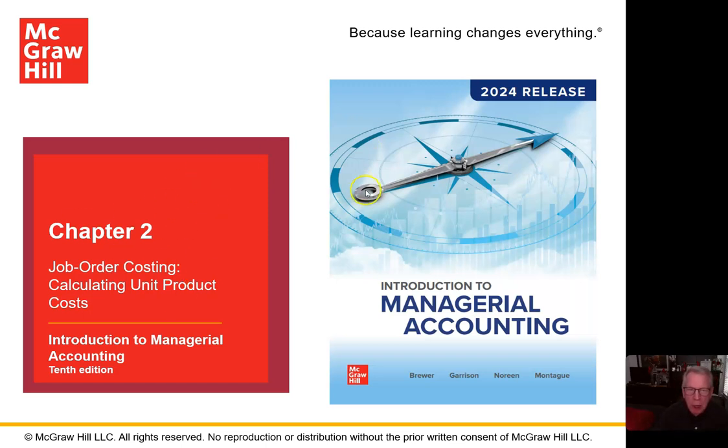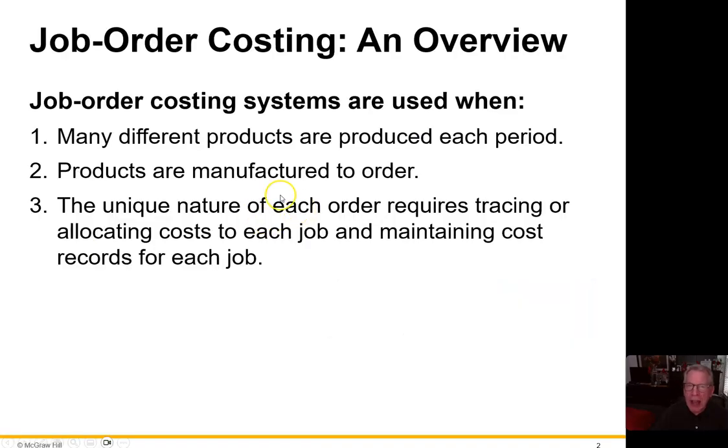So here we will look at an overview. Job order costing systems are used when one, many different products are produced each period, and two, the products are manufactured to order. Usually they're expensive products. And number three, the unique nature of each order requires tracing or allocating the costs to each job and maintaining cost records for each job. For example, in an automobile manufacturing company, each car would be a job.